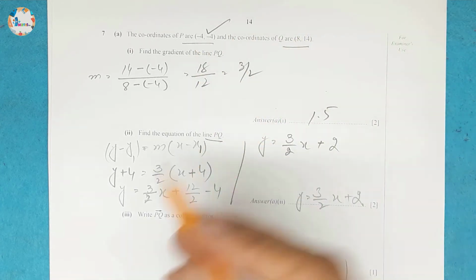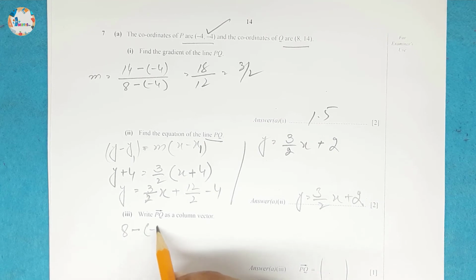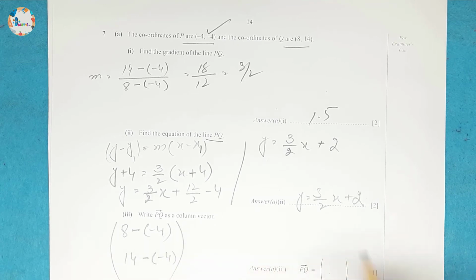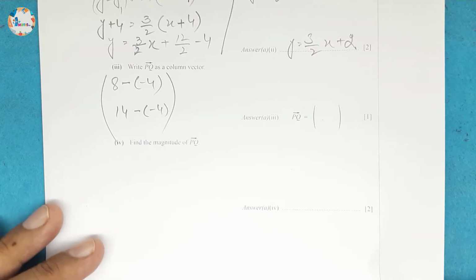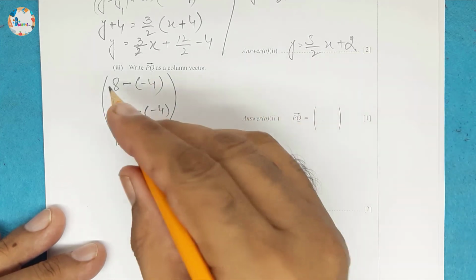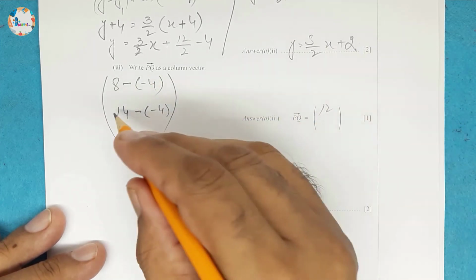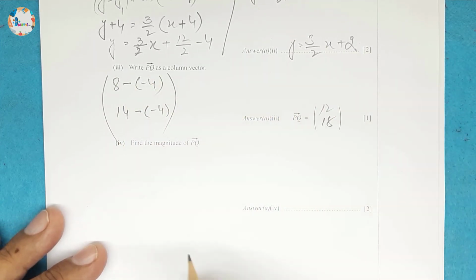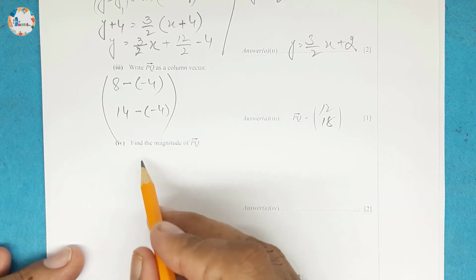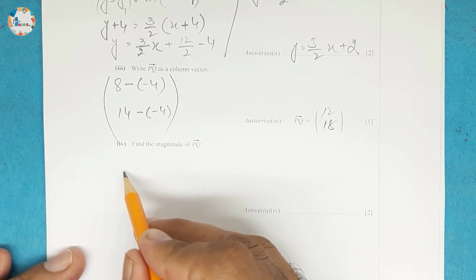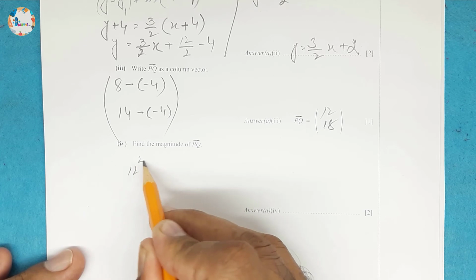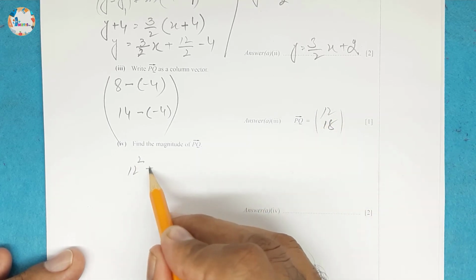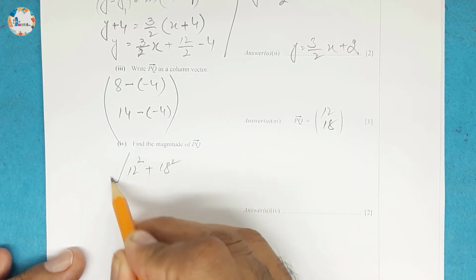So Q will be first, so we can write 8 minus minus 4, and the second thing will be 14 minus minus 4. This will be the column vector, and we can simplify this. This will be 8 plus 4 will be 12, and 14 plus 4 will be 18. Then find the magnitude of PQ. So this will be the square root of the x component squared, 12 squared, plus 18 squared.